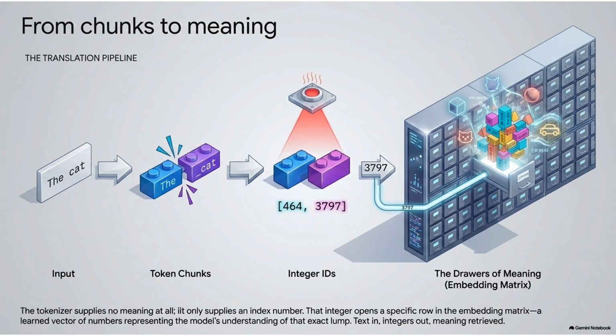That wall of drawers on the right, that is the embedding matrix. There is one drawer for every token in the vocabulary, and inside each drawer is a learned bundle of numbers representing everything the model has figured out about that exact lump. Is it warm? Is it a living thing? Does it usually start a sentence? The integer is just the drawer number. It opens the drawer. The contents are what the model actually thinks with. And notice the split. The drawers were learned slowly from enormous amounts of reading, but the labels on the front of them, the tokens themselves, were decided years earlier by a counting algorithm that understood nothing. Two different systems bolted together. Keep that seam in mind.